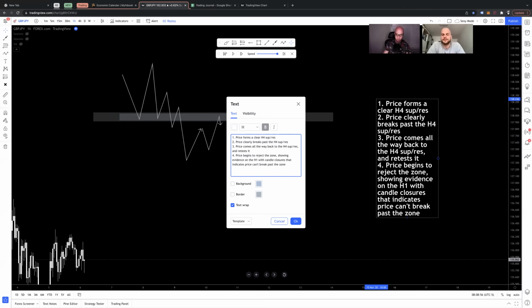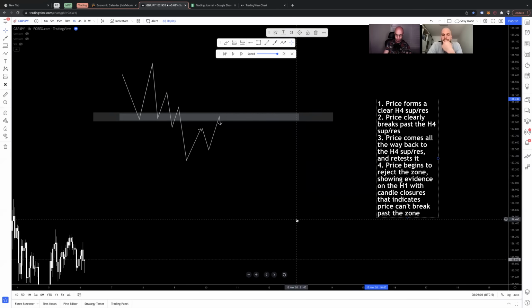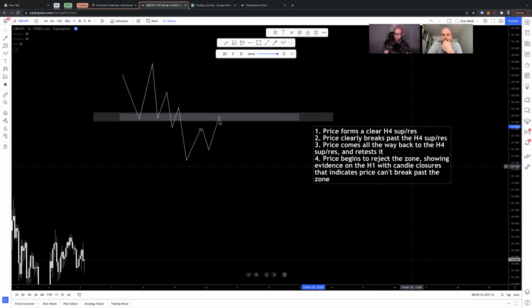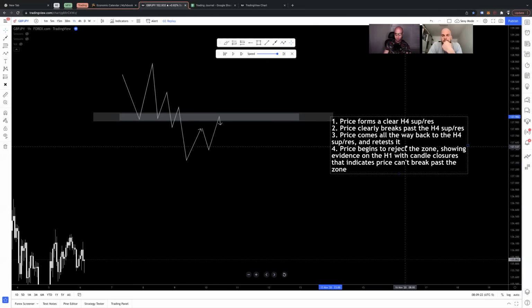Now, you could simplify this to just say price begins to reject the zone. And after maybe a week or two, you can delete the rest of this right here. So we just know. What this means is that you're going to be going to the zone, and then you have this rule here, and it's plain and simple. There's no way you can mess this up. Price begins to reject the zone, showing evidence on the H1 with candle closures that indicates price can't break past the zone.